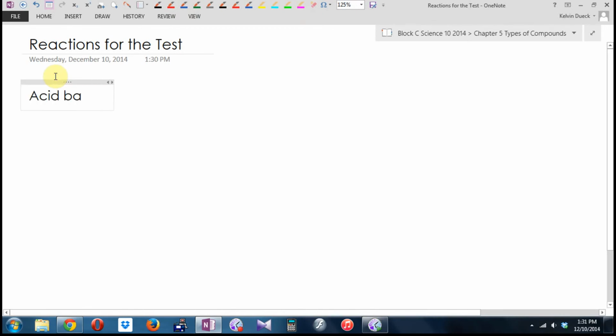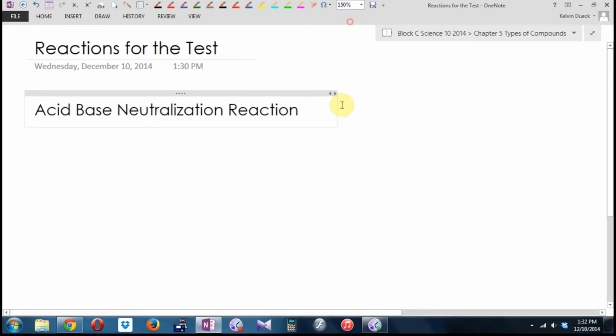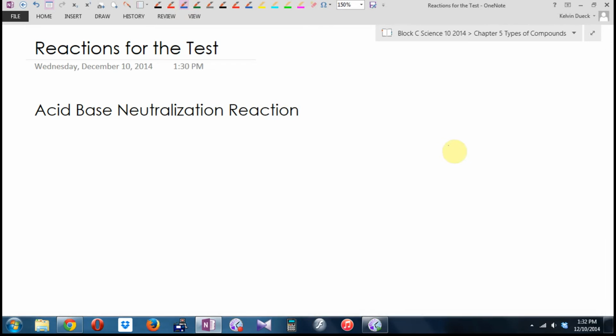Acid, base, neutralization reaction, which sounds really, really fancy, but when I show you an example, you'll go, oh, that's it. So hopefully you have a piece of paper somewhere. And I'm going to say something like this: balance and predict the following.